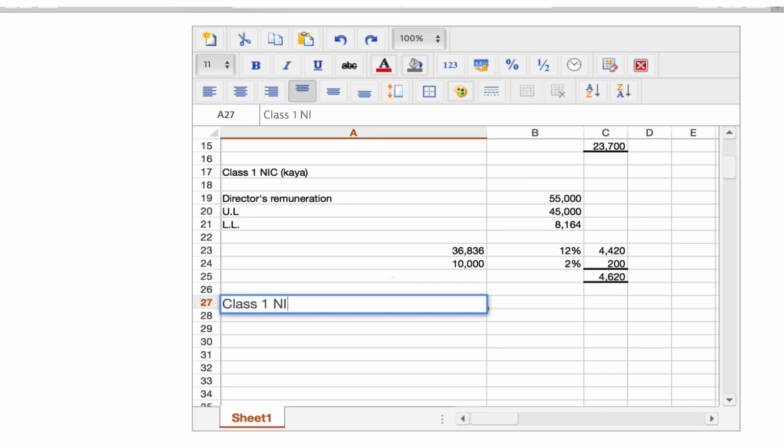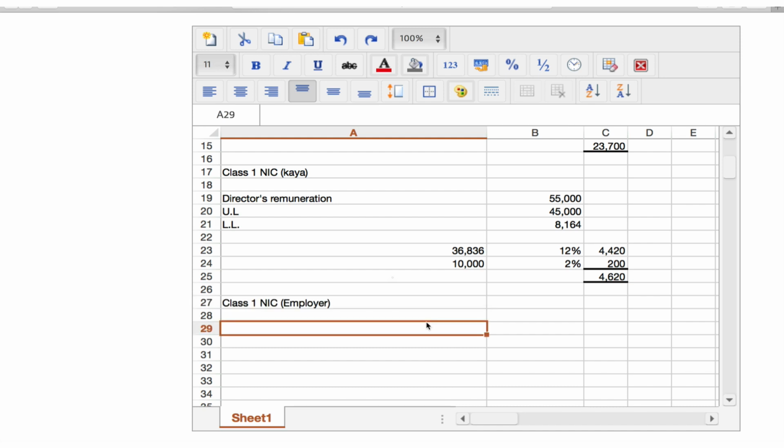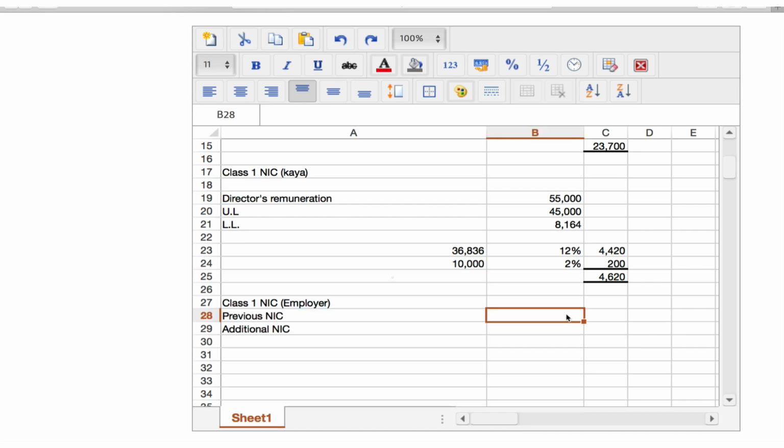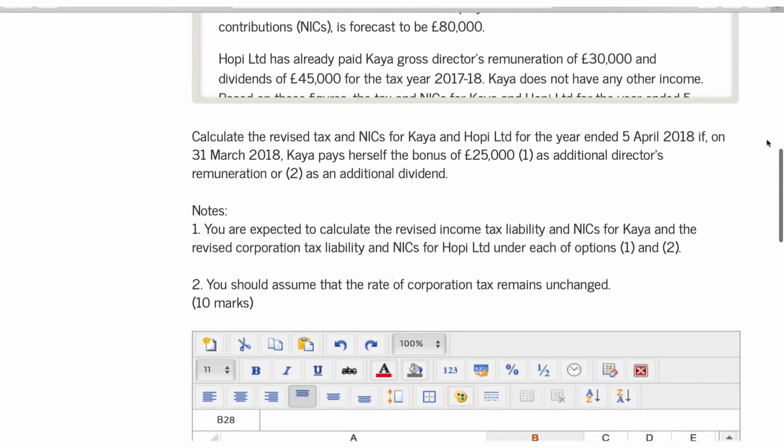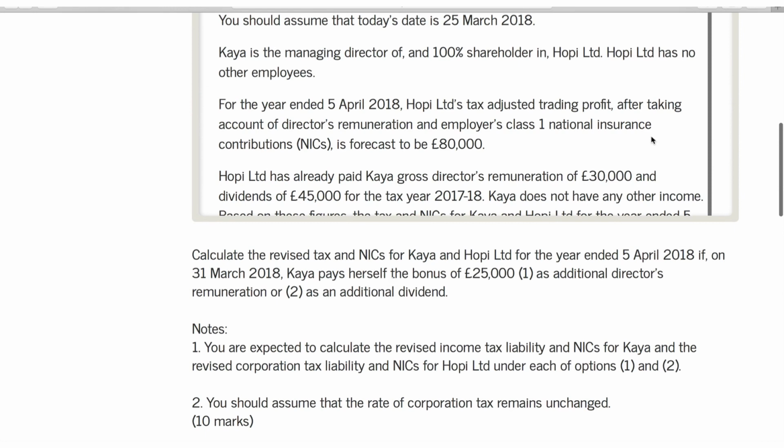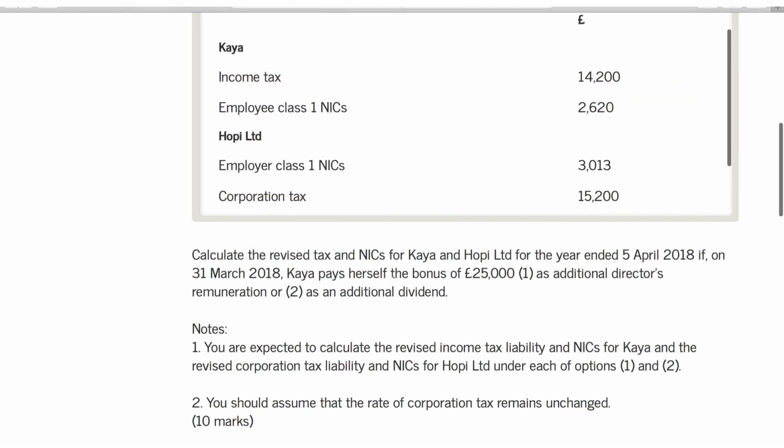Now we need Class 1 NIC for the employer also, for Hoppy Limited, because that will change. Now it is an additional amount of remuneration being paid, so additional NIC will of course be paid, but they will also have to pay the previous NIC. So what was the previous NIC? We need to find that out. They have told me over here, so let's come down to see what the previous NIC was.